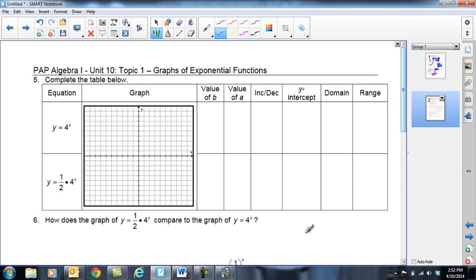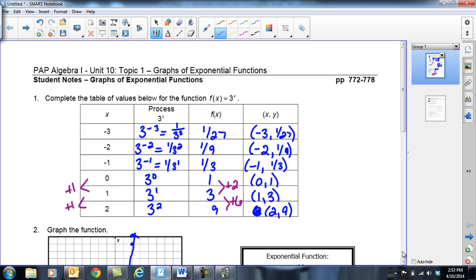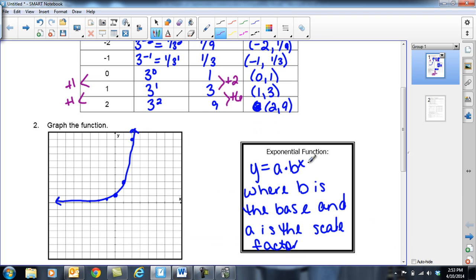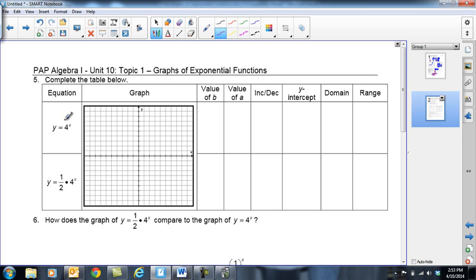So we're going to complete this table based on these two graphs, 4 to the x and 1/2 times 4 to the x. And then we're going to compare them, talk about them, make some summaries, and then we'll be done. So for y equals 4 to the x, it says what's the value of b? Well, up here we talked about an exponential function. B was the base, and so b is the thing being taken to the power. And so right here, the value of b for this is 4. This 4 is to the power of x. What is the value of a? Well, there isn't one. It's just 4 to the x, which means my scale factor, it's the same thing as writing 1 times 4 to the x, which means my a is 1.